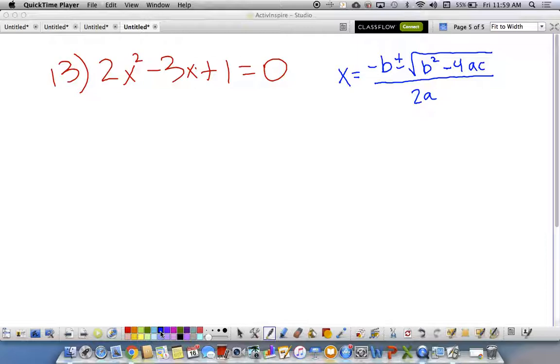Wait, I blanked out for a second here. When we're saying A and B, which side do we count A from? A is going to be with your x squared. So you got an A, a B, and a C. A is with the x squared.